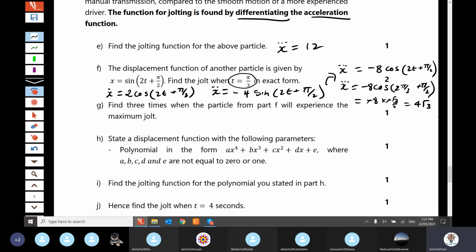Find 3 times when the particle from part F will experience the maximum jolt. It's good that it's asking this. Think about this for a second: how would you find maximum jolt? One at a time. Go ahead, Tiana. I was going to say to find the maximum, you'd find the stationary point and sub it in. So do you mean stationary points, x dot?